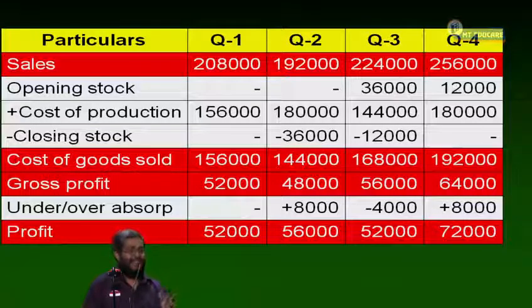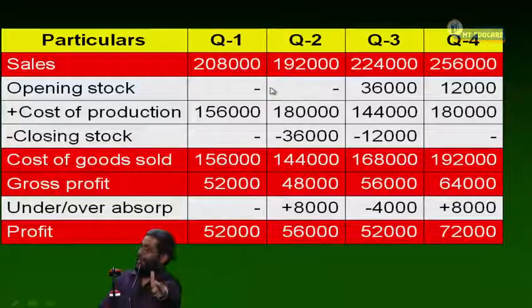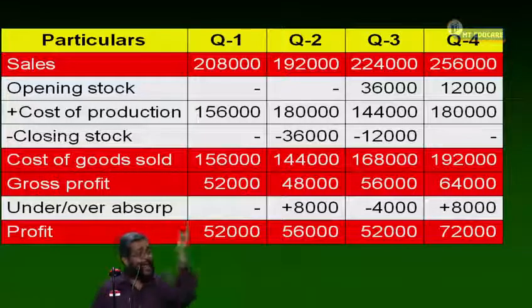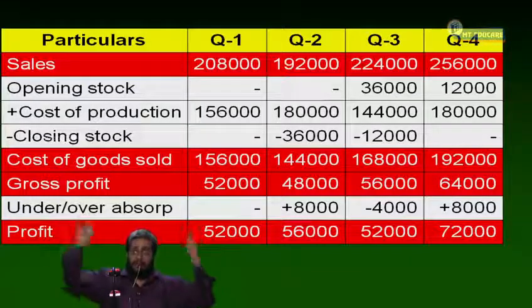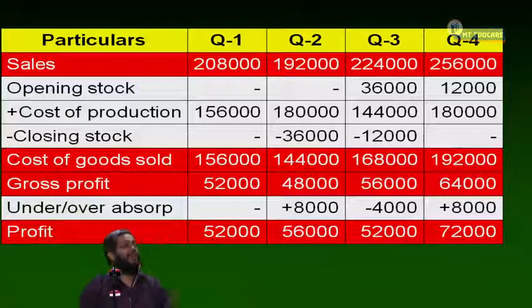In absorption costing, inside cost of production, fixed cost is there, yes or no? I have debited cost of production against sales or not? When I debited cost of production, did I debit the actual cost of production, or the absorbed cost of production? What I debit is not 52, what I debit is 60 in quarter 2, for example. In quarter 3, what I debit is not 52, it is only 48. So the fixed overheads accounted for in absorption costing is absorbed, in marginal costing it is actual. Due to this difference, under absorption, over absorption only, the profit differs. True or false? Because it has been adjusted.